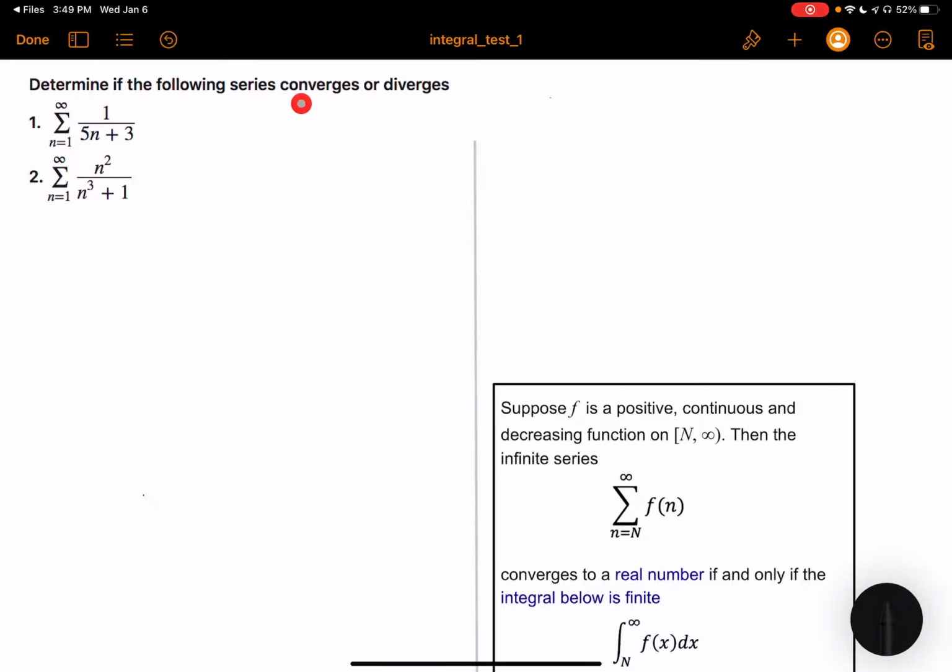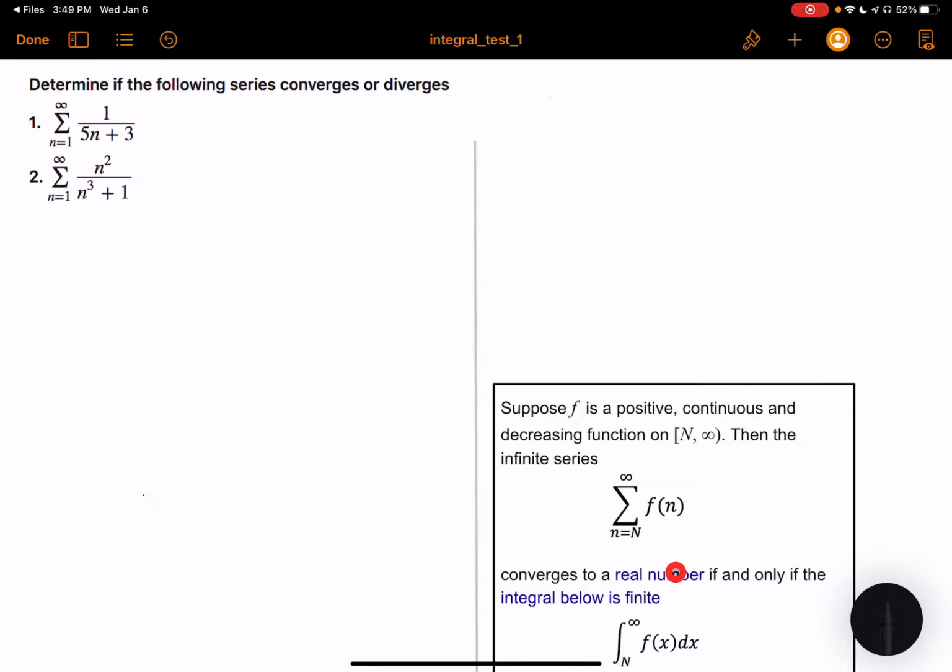Determine if the following series converges or diverges. For this exercise, we're going to use the integral test. Here's the integral test. Suppose f is a positive, continuous, and decreasing function on the interval from n to infinity. Then the infinite series here converges to a real number if and only if the integral below is finite.